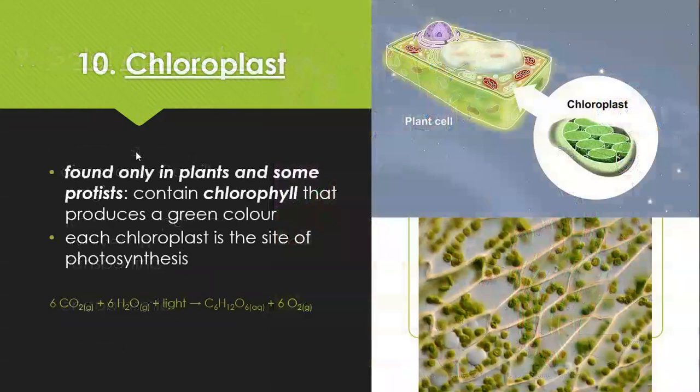The chloroplast. The chloroplast is found only in plant cells and in a special type of critter called a protist. Again, in Bio 20, I'll tell you more about protists. Okay, and the chloroplast is responsible for giving a plant its green color because it contains a green pigment called chlorophyll. So chlorophyll is found in the chloroplast. And the chloroplast is responsible for photosynthesis.